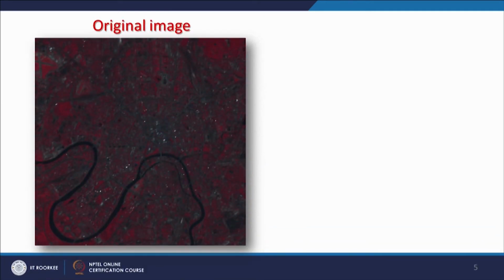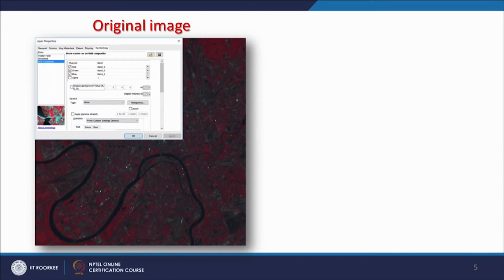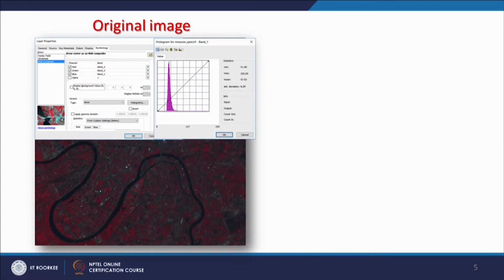Similarly, there is one image which is suffering because of low contrast. This is an example which I have taken from ArcGIS, and you can see that we are not using any type of stretch; the type is mentioned as none here. When we look at the histogram, the distribution is in a very limited range. Instead of occupying the full range available between 0 and 255, it is occupying a very small range.